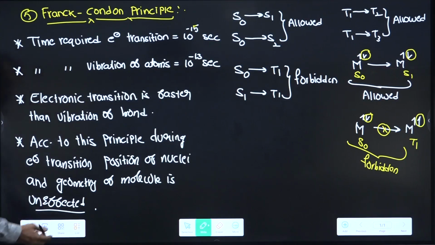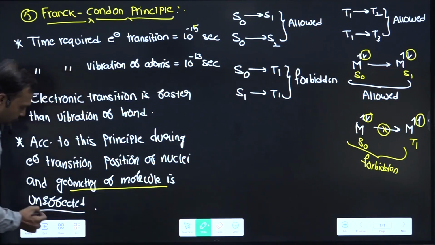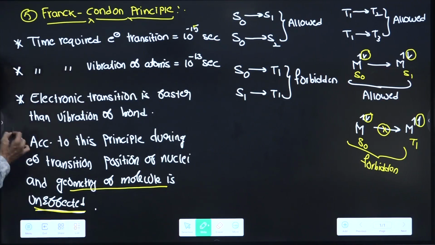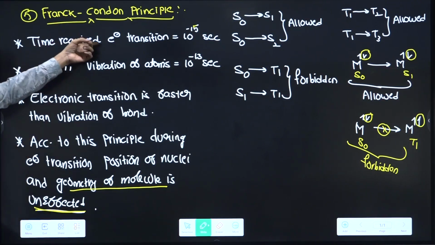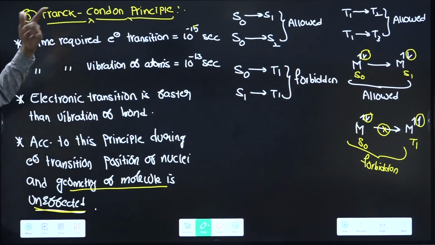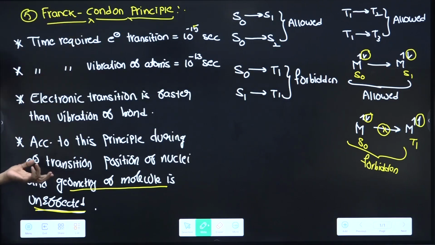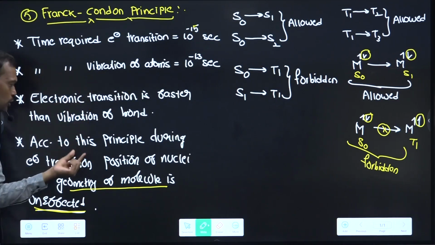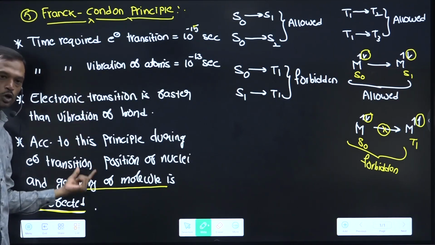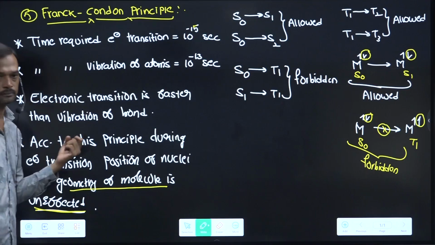This is the key point: geometry of molecule is unaffected in electronic transition. That is called the Franck-Condon principle. Electronic transitions are faster than vibration of a bond. During that particular process, position of nuclei never changes and geometry of molecule is unaffected.